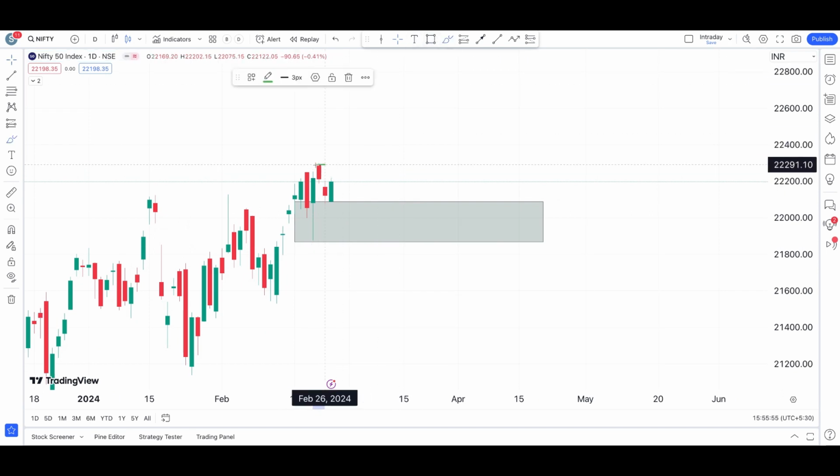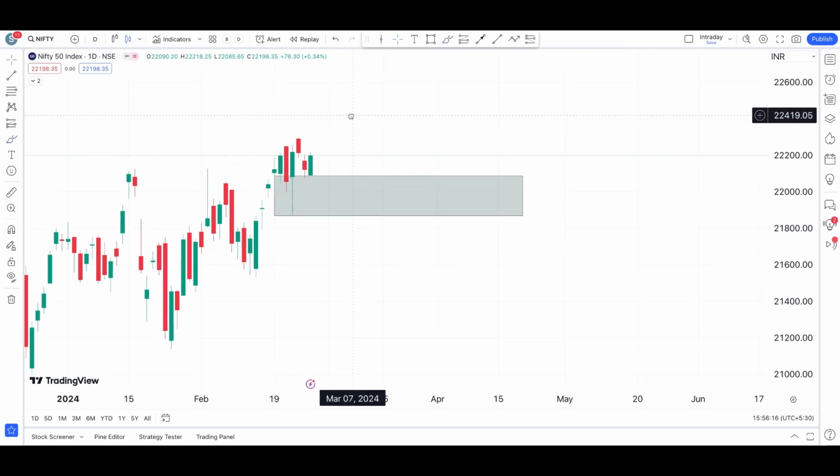Let's wait and see. If it is opening anywhere here or just a little above that, then you can expect it to go all the way till there, if not in one day then eventually. But if you see a gap down opening, and if you start seeing the first 15 minutes as negative candles, then you should be a little careful in that case. So that is how the Nifty is looking.